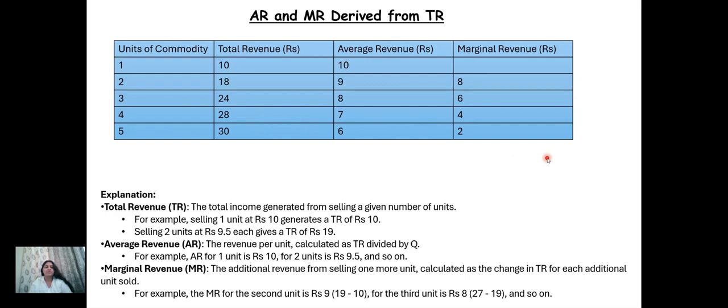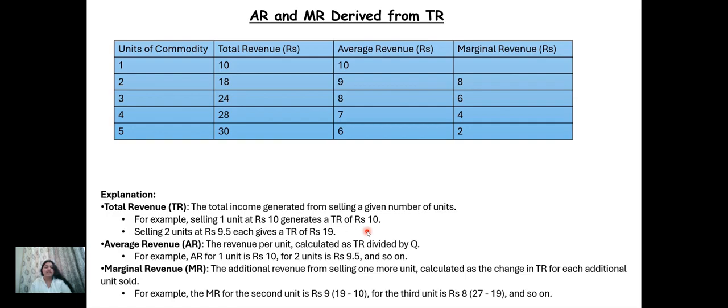We can work this out with flowcharts, curves or graphs, but in the table we have to calculate. For example, selling one unit at rupees 10 generates total revenue of rupees 10, and the average revenue is calculated as total revenue divided by quantity. It is the same as we discussed in the past slides. This table expresses the average revenue and marginal revenue.